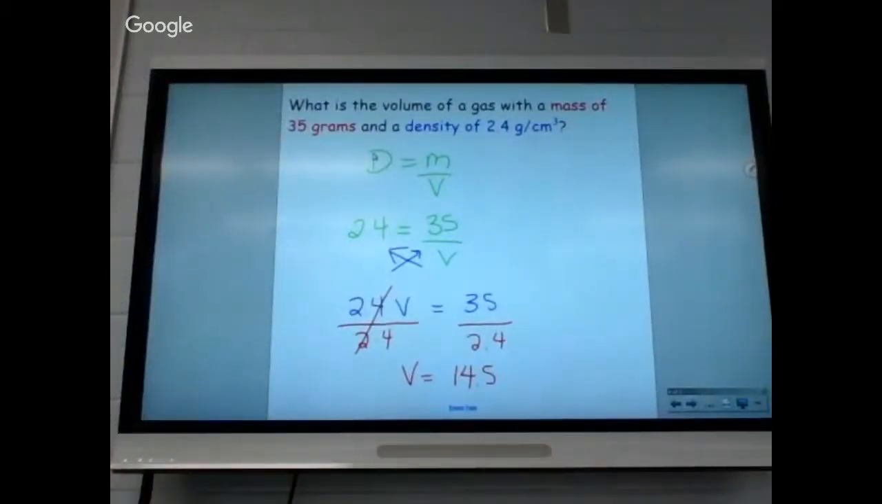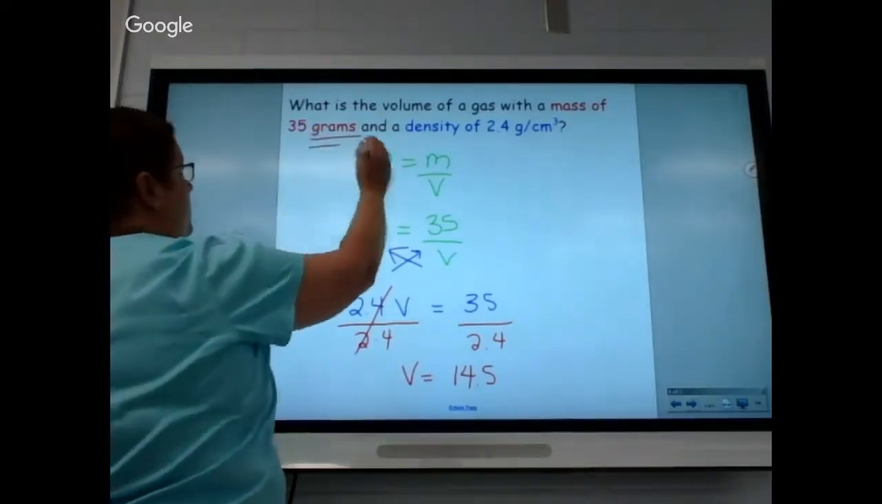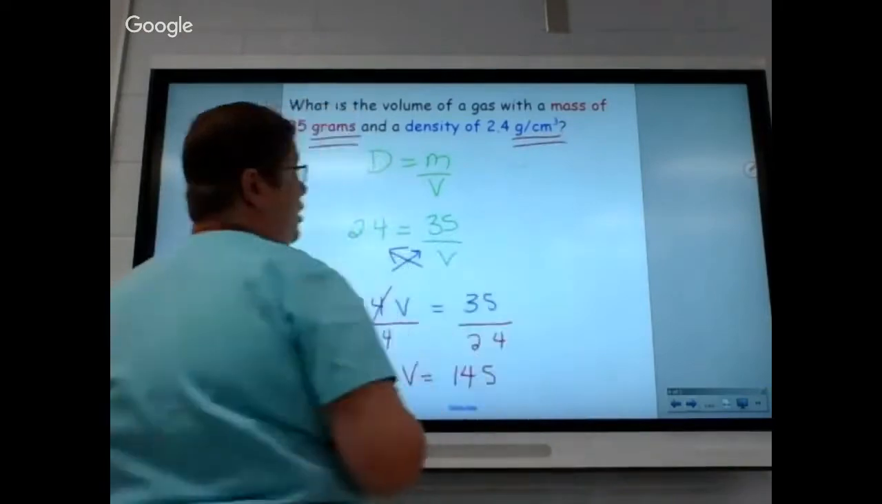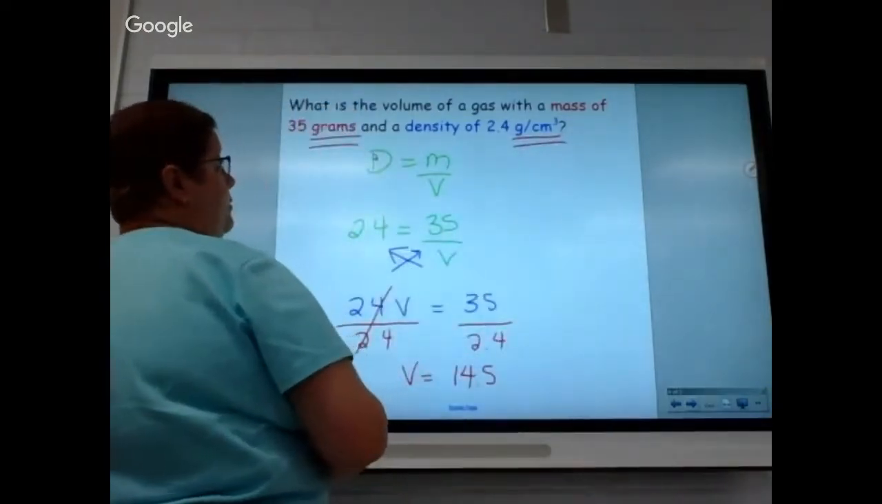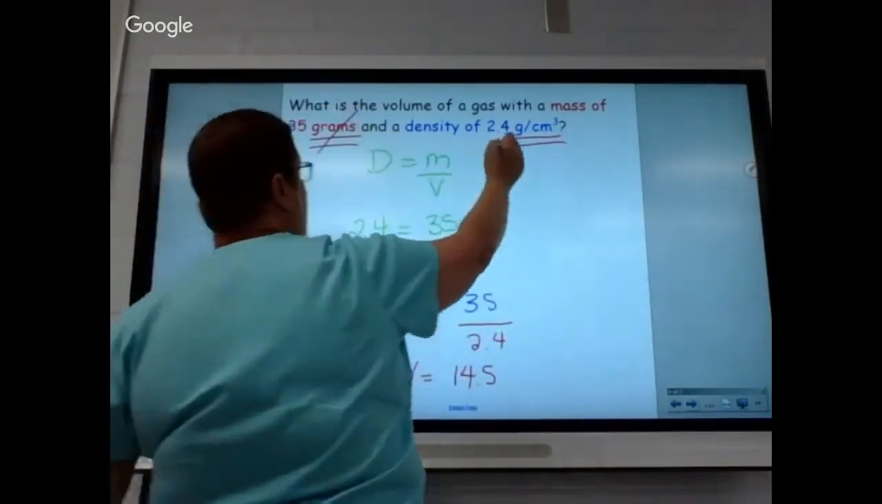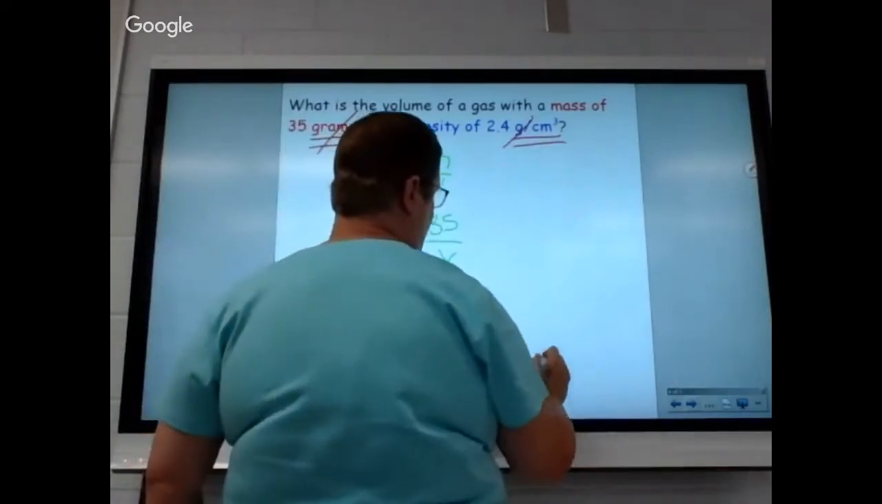14.5 is fine. Now, check your units up there. You've got grams over centimeters cubed. What's going to happen? The grams are going to cancel out, so it's going to be centimeters cubed. Very good.